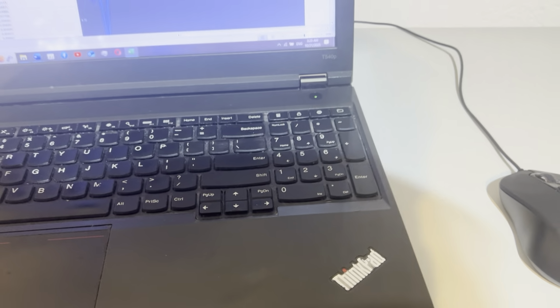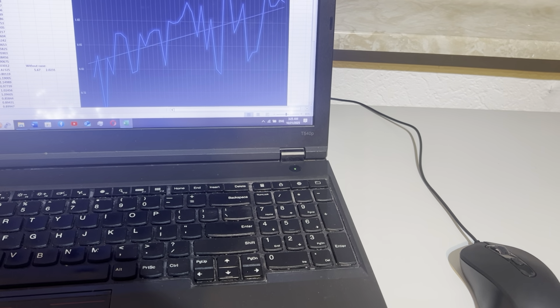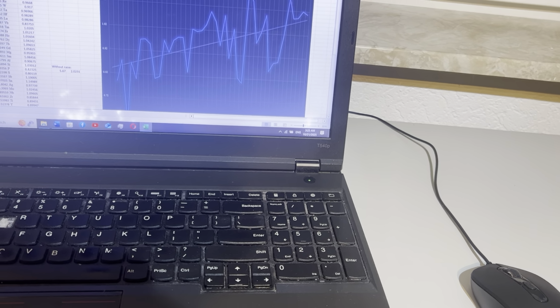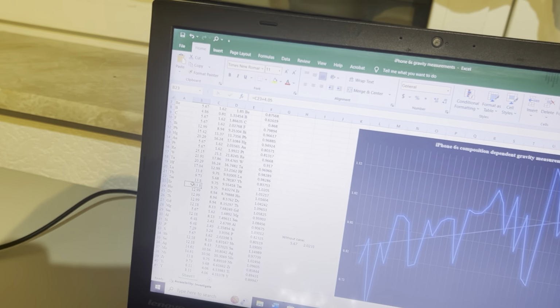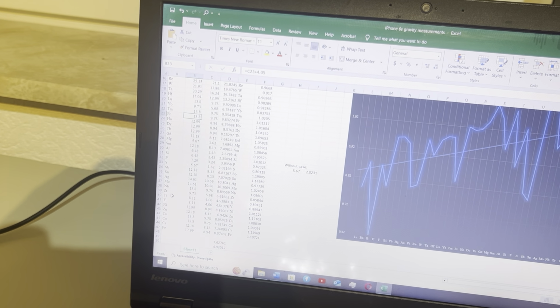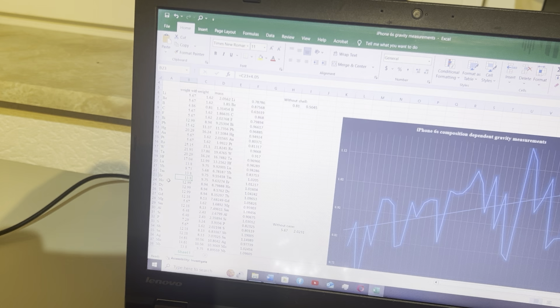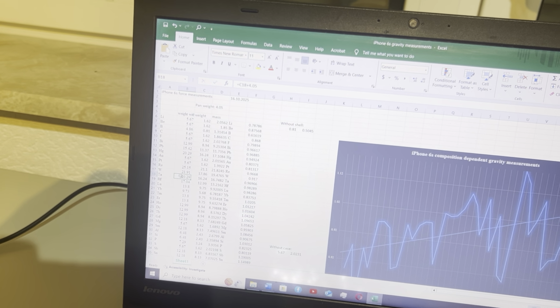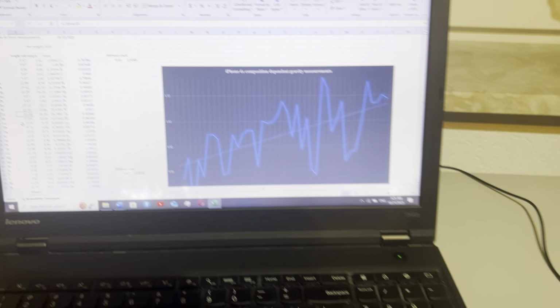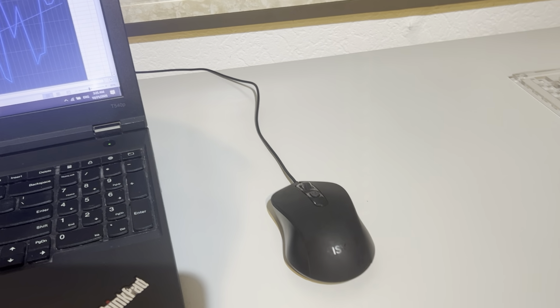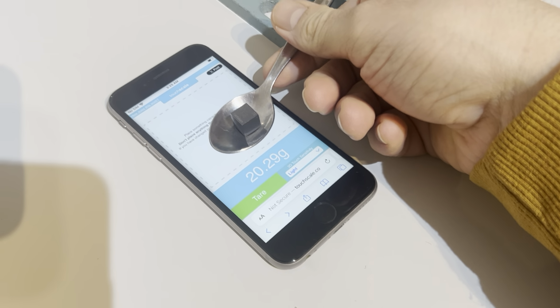20.29. Is it? Yeah, tantalum, TA. Where is it? 20.29. Okay, now I forgot again what it was, but I think it was that. 20.29, yes, that's correct.